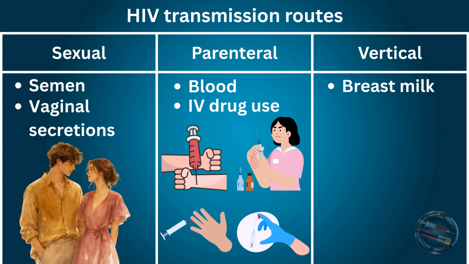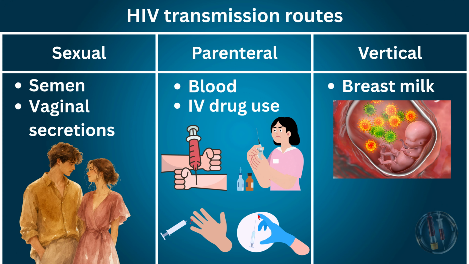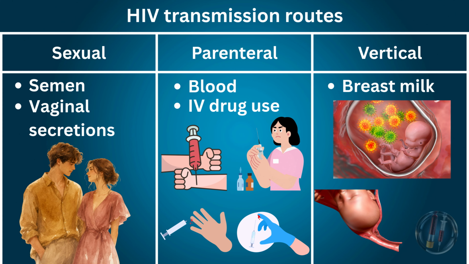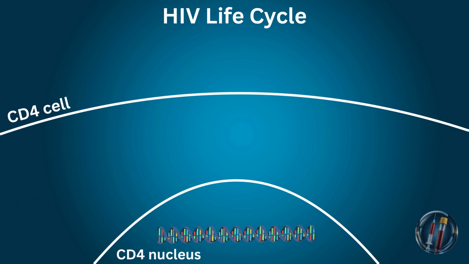Third, vertical transmission from an infected mother to her child can happen in utero across the placenta, intrapartum during delivery via exposure to blood and vaginal fluids, or postpartum through breastfeeding. Conversely, HIV is not transmitted by saliva, sweat, tears, or non-intimate contact because the viral concentration in these fluids is completely insufficient. The replication of HIV follows a highly coordinated 7-step sequence within the host cell.